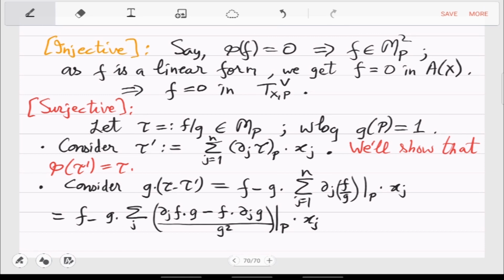And what to do next? Well, this g square at p is just 1, so we can ignore that. Remember that g square at p is 1, so you ignore g and g square. What can you do with f times dou j g evaluated at p? Well, it's 0. So we simplify all this and we get dou j f at p times xj. Is that clear?